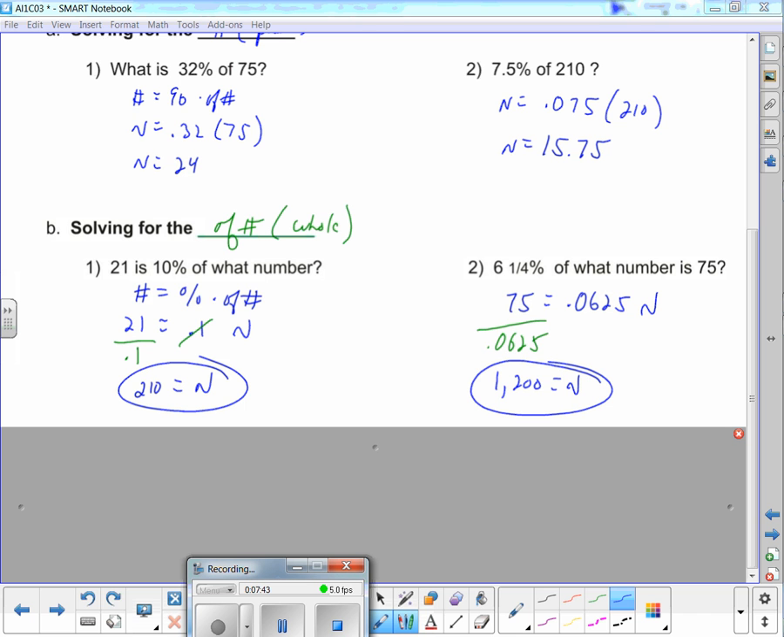Okay, so who can explain if the MAMS likes this or not? 1,200 equals n. Who can explain if the MAMS is comfortable with this answer? Ileana, go ahead. Because it says that 75 is six and a fourth percent of what number, and about 100 and something is about 10% of 1,200, so a little less than that.